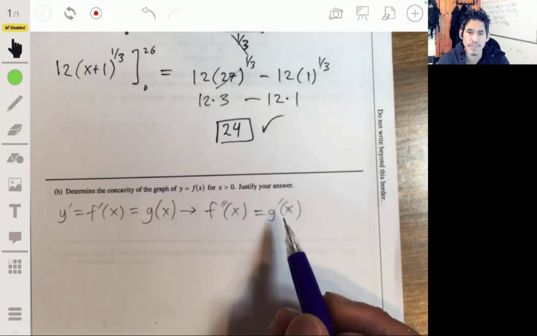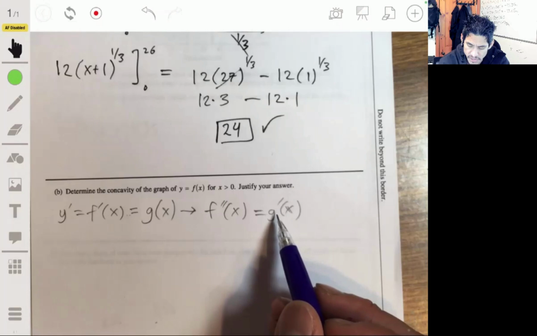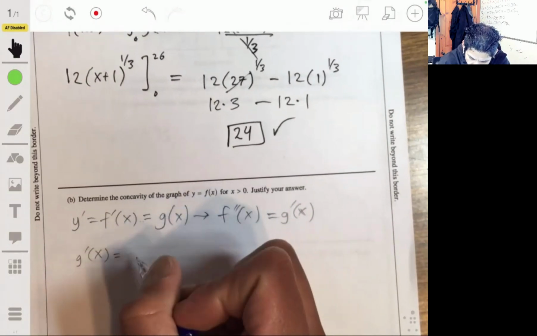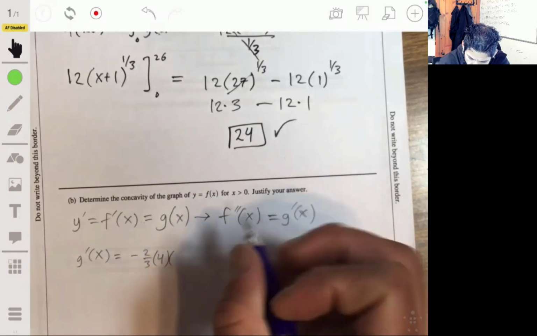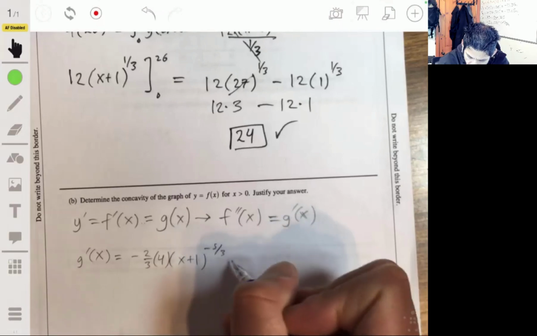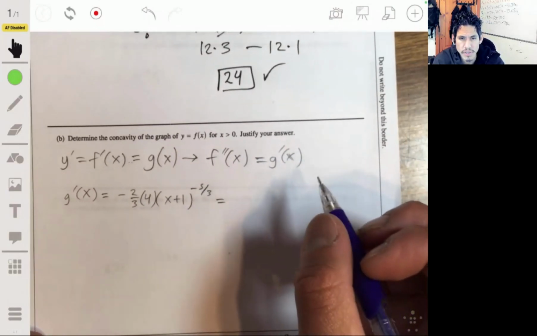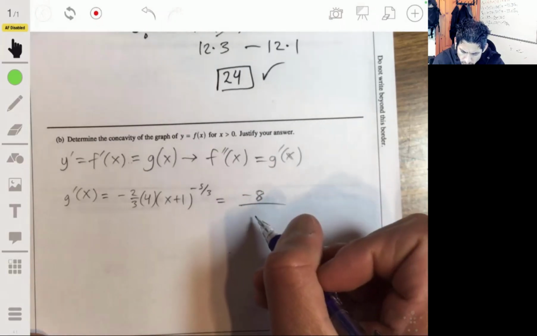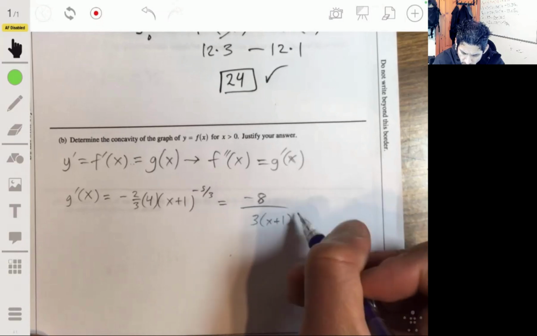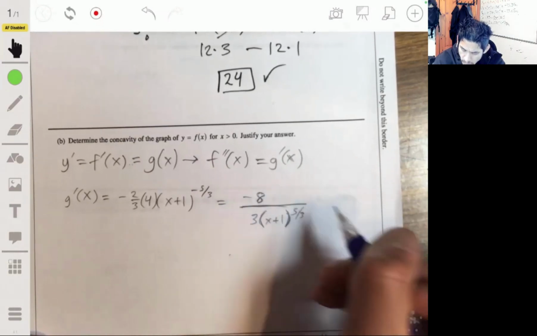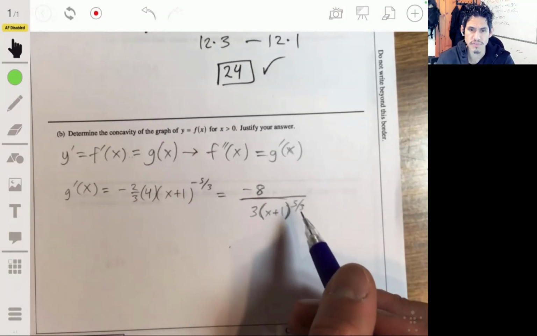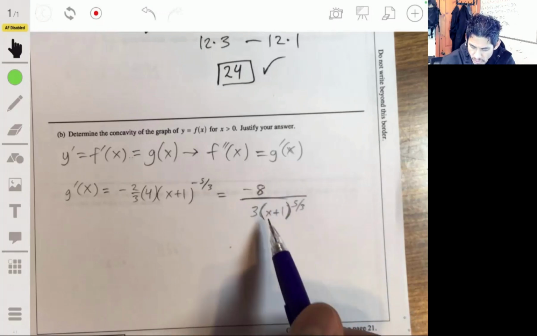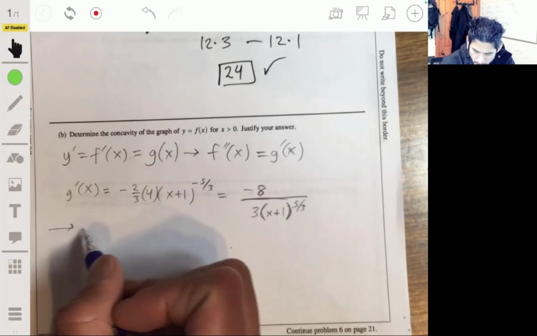So now let's look for potential inflection points. So we're going to set the derivative of g of x equal to 0. But first, let's take the derivative. Forgot that part. So g prime of x will be negative 2/3 times 4 times (x plus 1) to the negative 5/3, which is just going to be negative 8 over 3 times (x plus 1) to the 5/3. So let's set this to 0 and find possible critical or inflection points and see what we get.